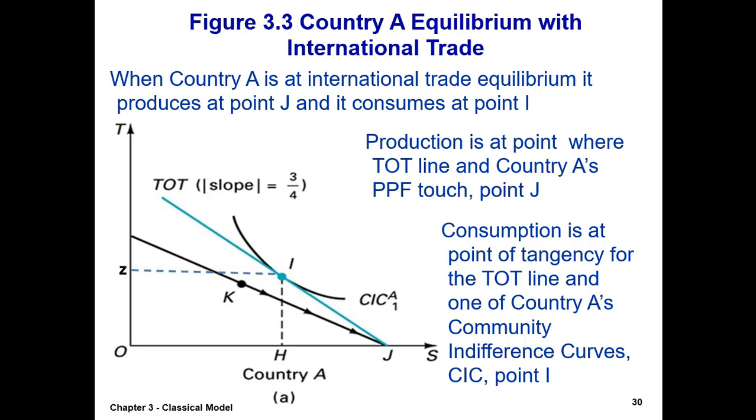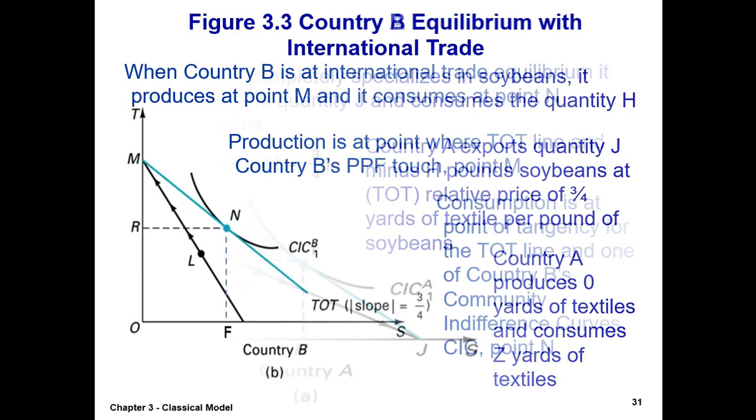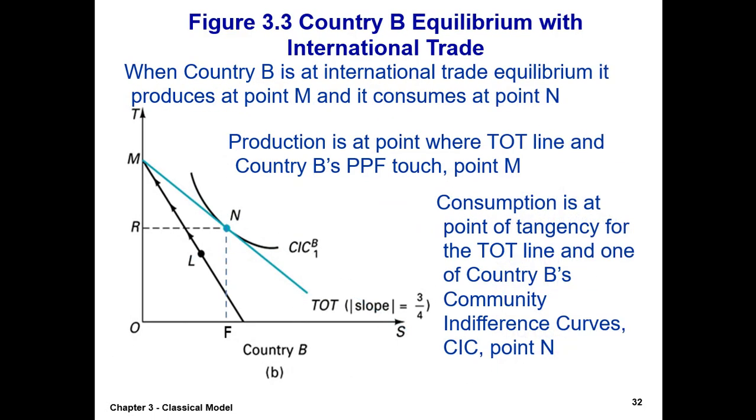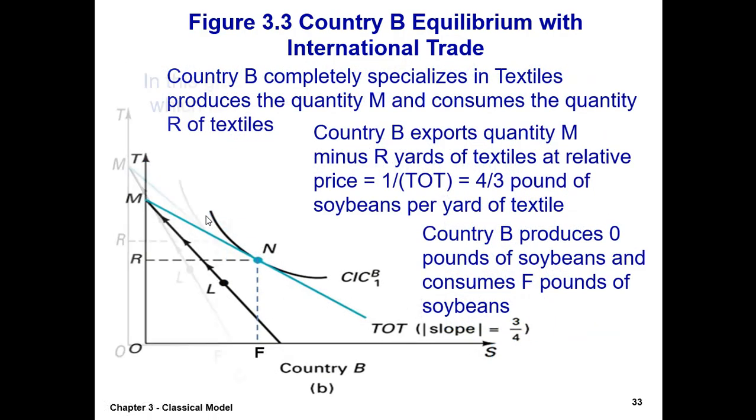What's now in terms of trade is going to be where they produce, which is here where the PPF and the TT line are together, and here where they consume, which is where the TT line, TOT line, and an indifference curve are tangent. And this just tells you the same story for the other country, and you should be able to recognize that as you go through the process.